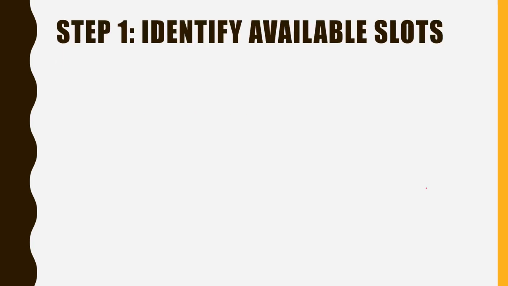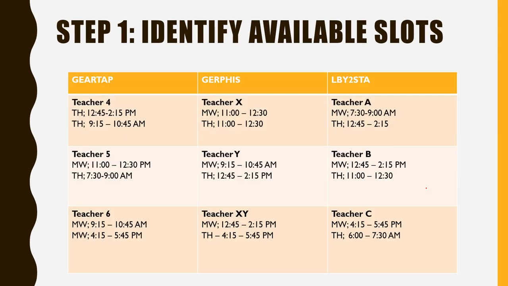So step 1, identify available slots. I made this very simple and very small example with only 3 subjects. We consider every subject as an event, as they are going to be your classes. So every event here is considered as a vertex. So we have 3 vertices. Now, underneath each event or each subject are time slots to the class. These time slots will be considered as the colors in the graph.